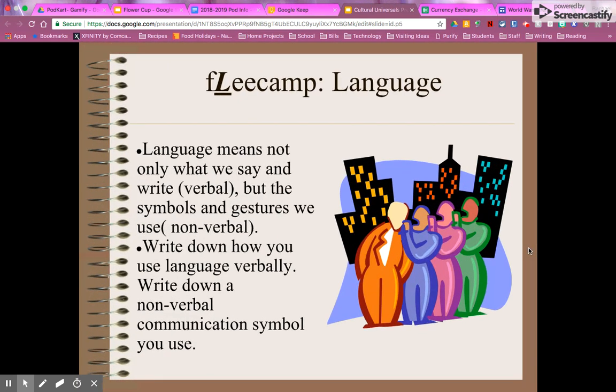The L in FLEECAMP stands for language. Now, language means what we say and what you're hearing from me right now, but there are also nonverbal symbols and gestures. So for example, if I am waving to you, then that usually is a nonverbal signal that I'm trying to say hi or I'm trying to get your attention. So what I'd like you to do is write down at least one verbal language example that you use and a nonverbal communication symbol that you use a lot. So we have the F stands for family structure, L stands for language.